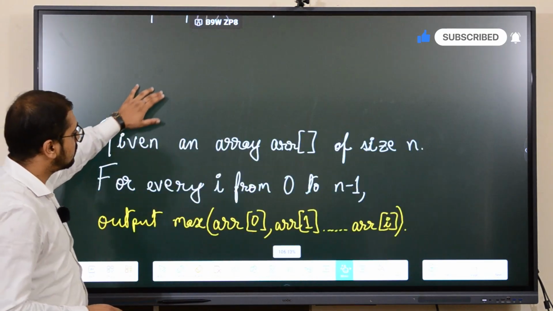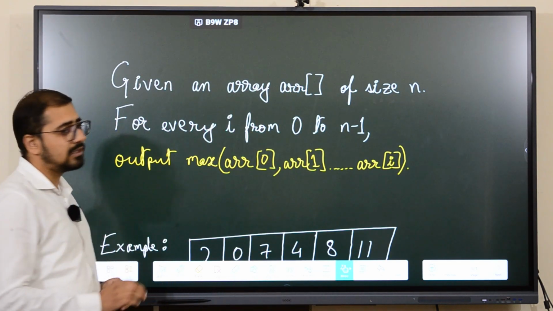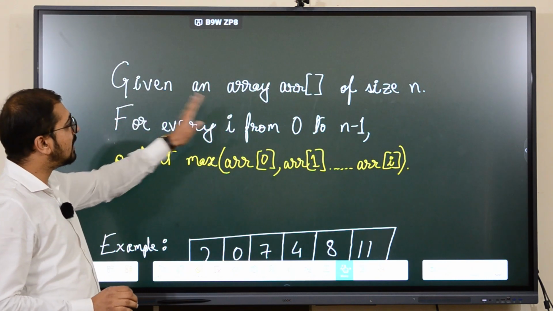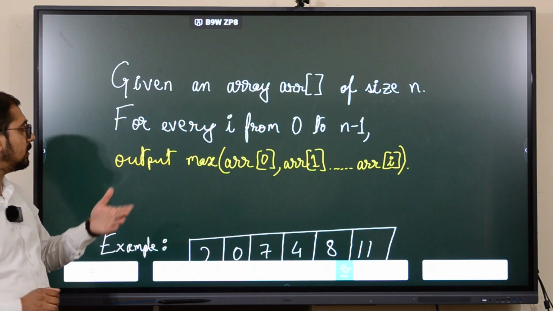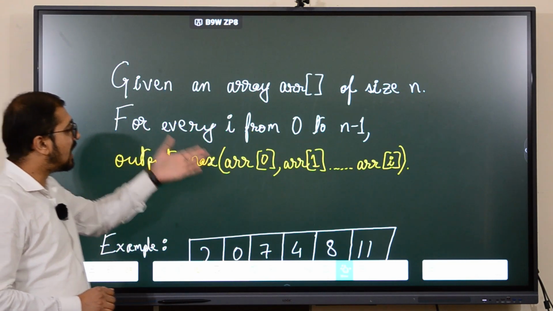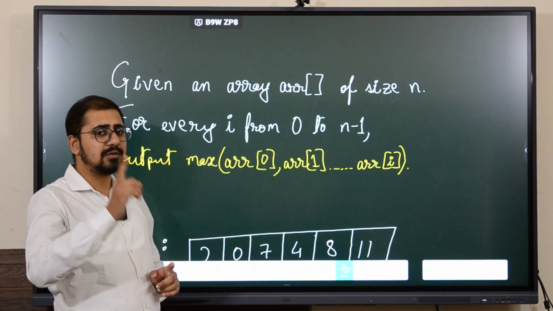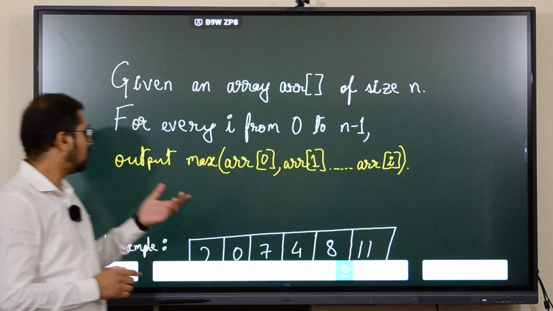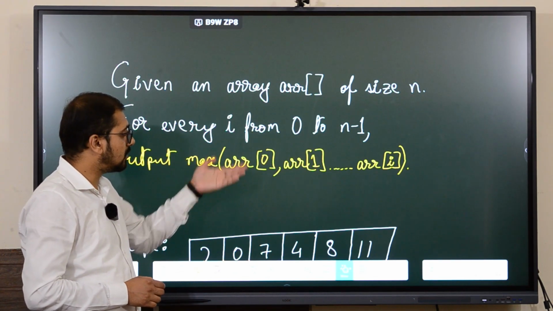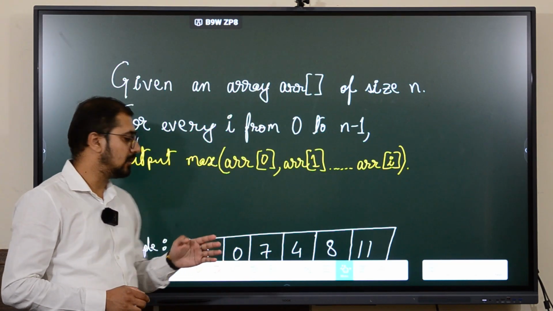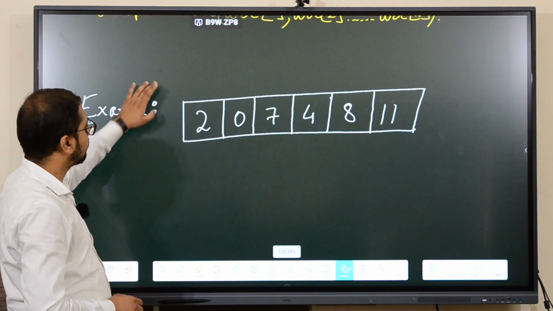The problem statement is we will be given an array ARR of size n, and for every I from 0 to n minus 1, from the first element to the last element, we have to output the maximum of ARR of 0, ARR of 1 till ARR of I. Let's see an example.